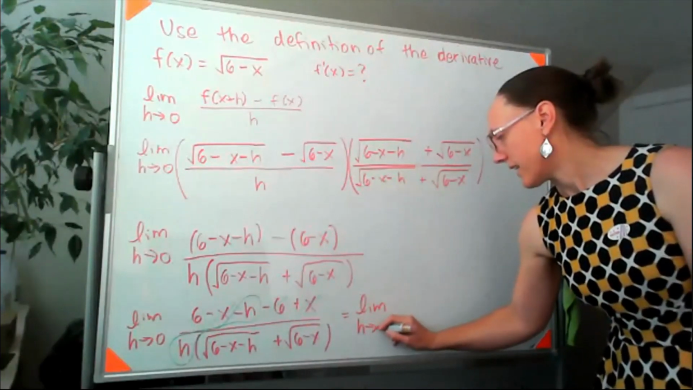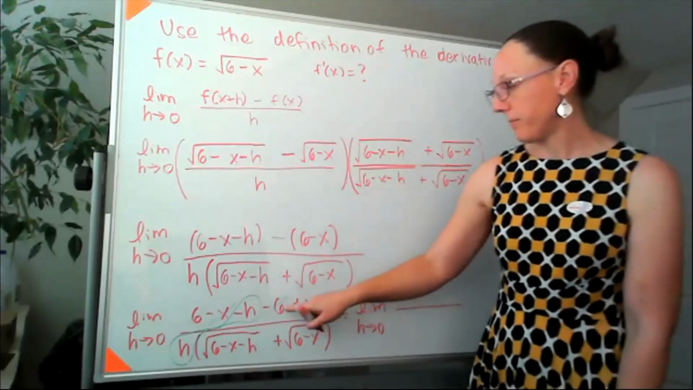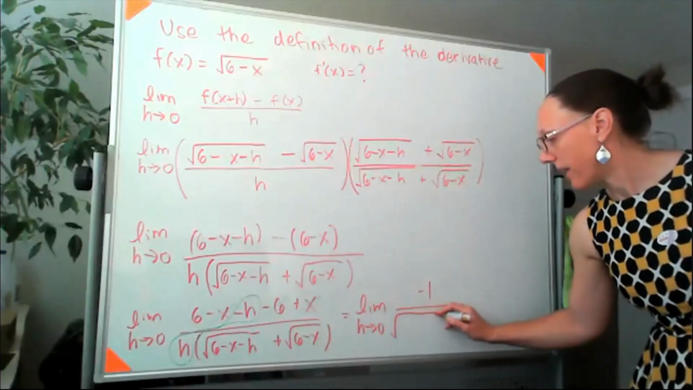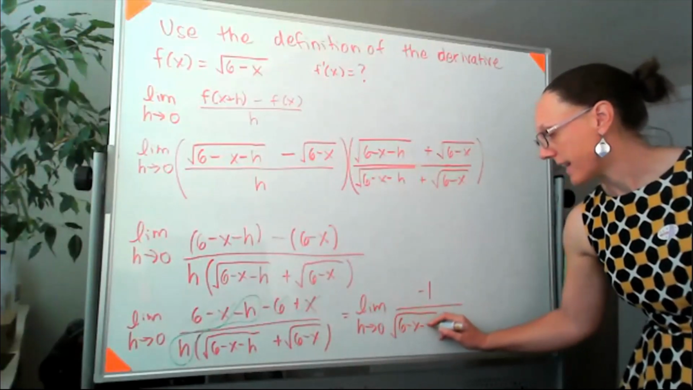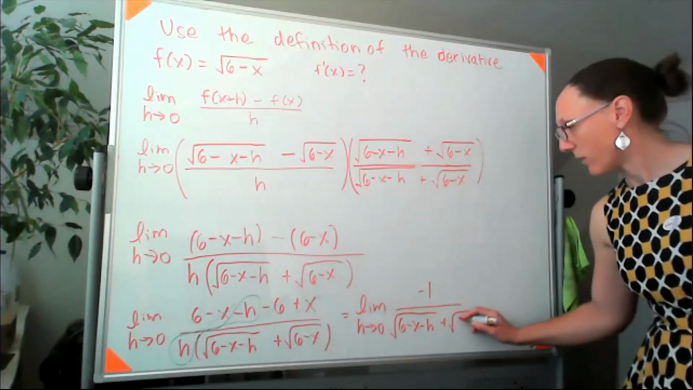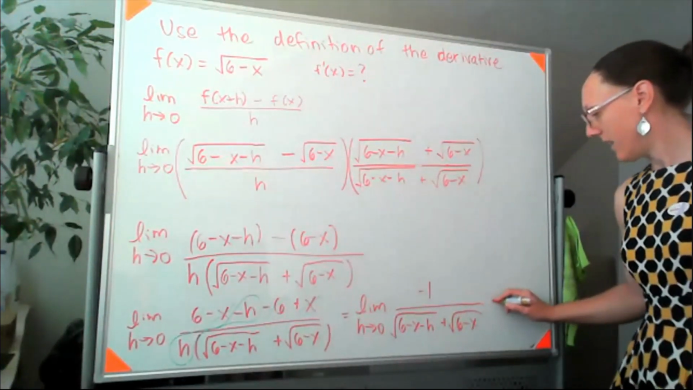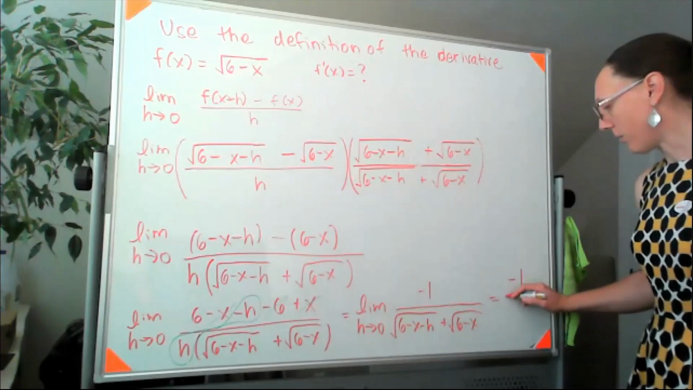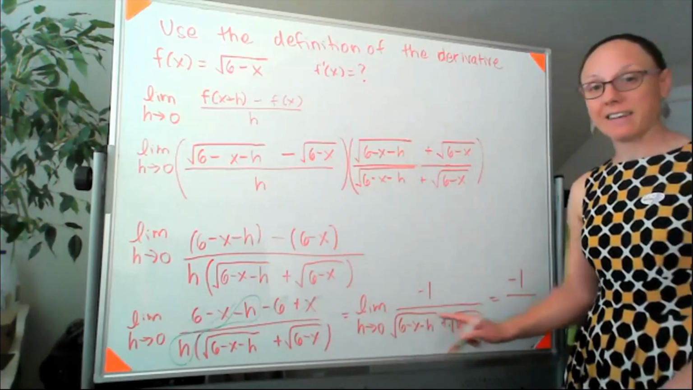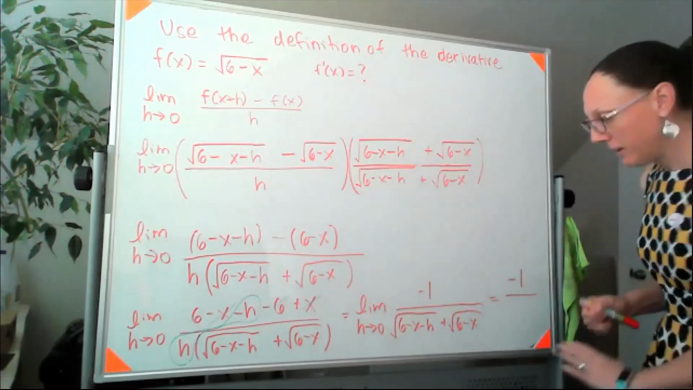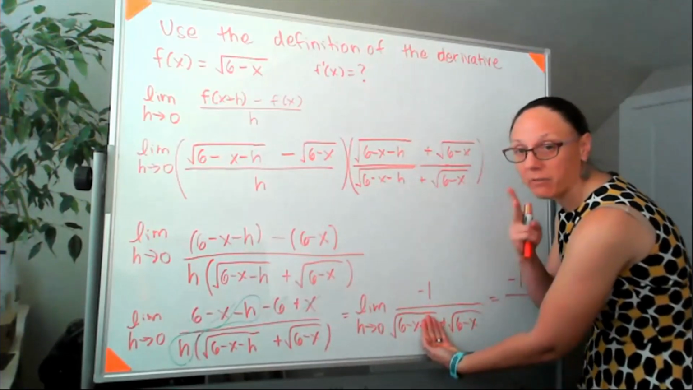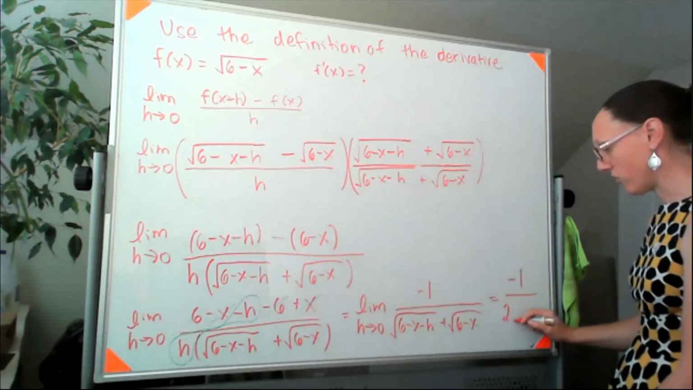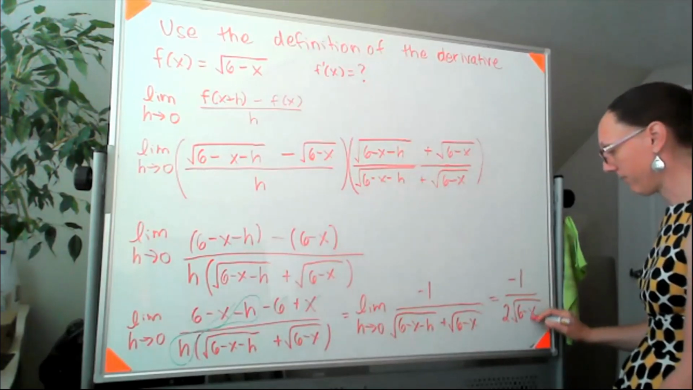So I've got the limit as h approaches 0. Now in the numerator, negative h over h is going to leave me with a negative 1 on the top. And in the denominator, I've still got those square roots. So I've got the square root of 6 minus x minus h plus the square root of 6 minus x. And finally, when we plug in 0 for h here, I have negative 1 on the top. And on the bottom, it's okay to leave it as two separate pieces, or I can say, once that h has gone to 0, then I have 2 of the square root of 6 minus x. So I would choose to write that as 2 times the square root of 6 minus x.